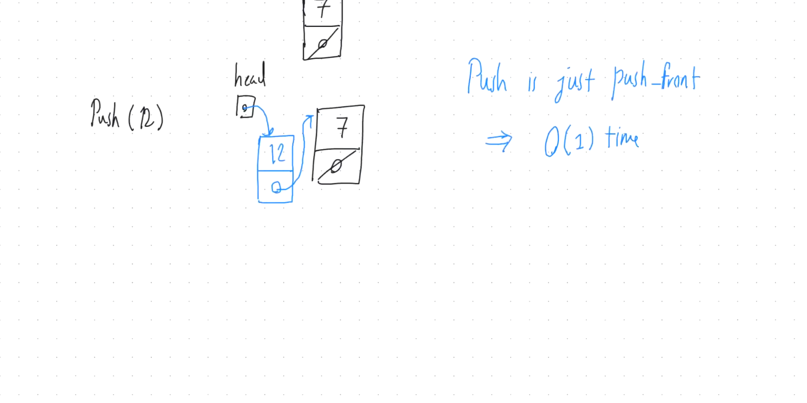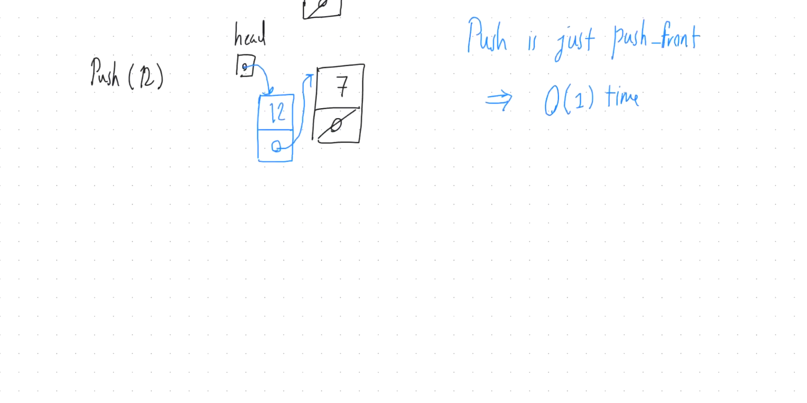Okay. Now, how about top, the other operation that we need for a stack? So what should happen if I call top here? Okay, and if you remember that in a stack, because of last in first out behavior, top is supposed to return the most recently added key to your stack, which is 12 in this case, right?